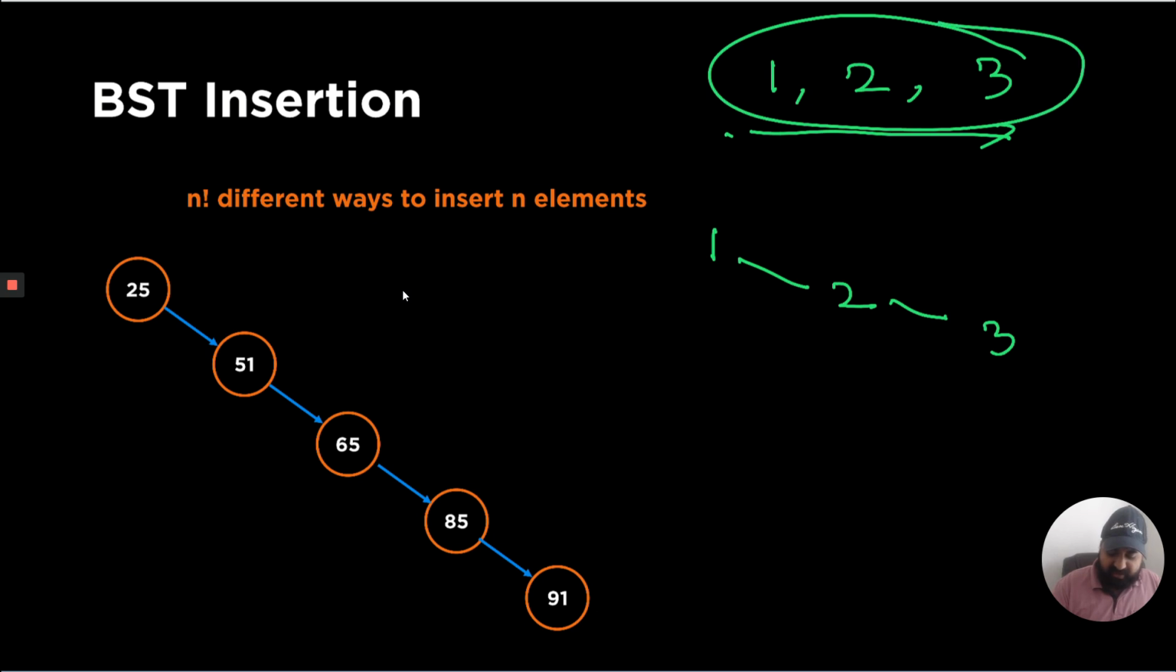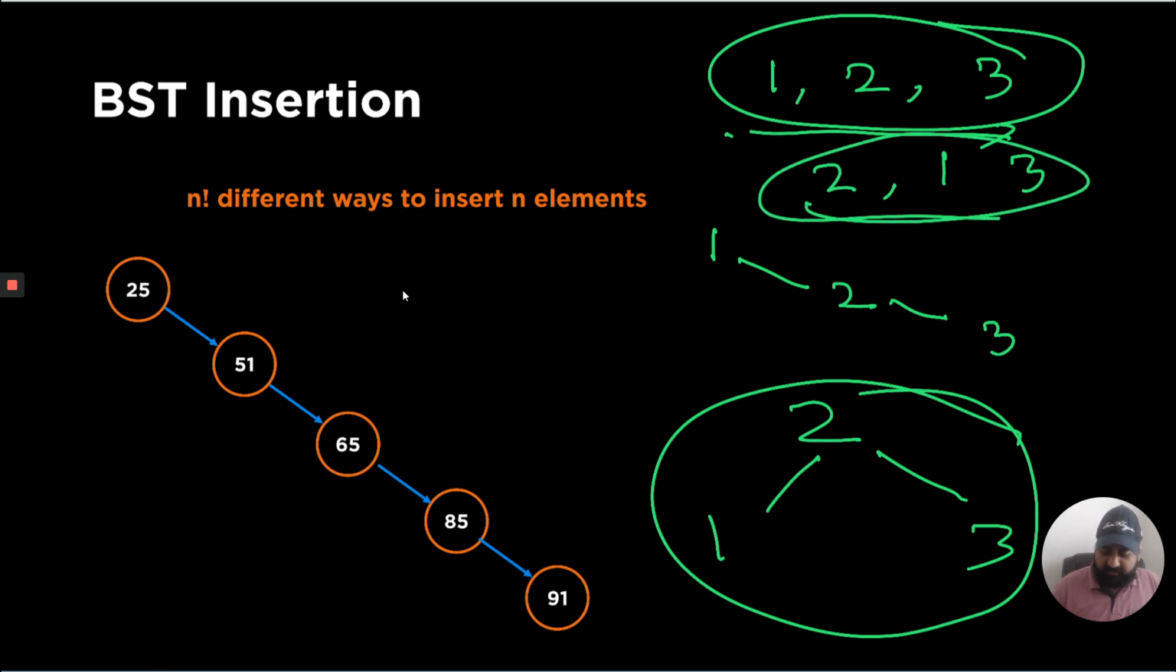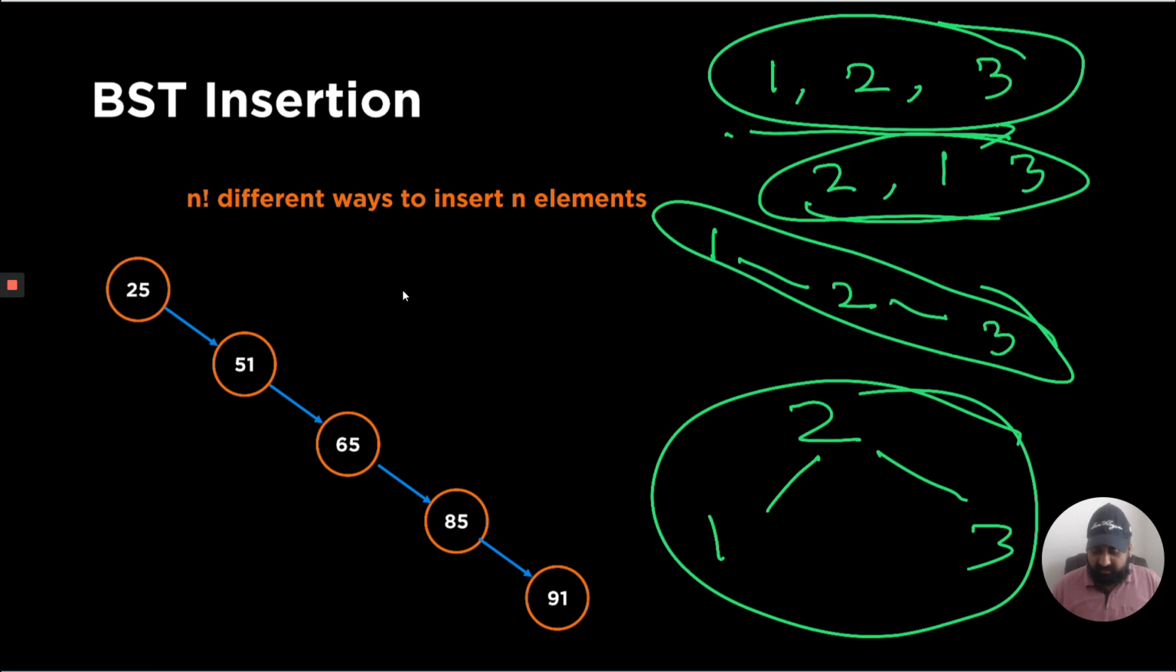But let's say I change the order to something like 2, 1, 3, then our tree would look something like this, which is 2 is the root, 1 will be on the left, and 3 will be on the right. So our tree is more bushy if we have the order like this, while it's more spindly if our order is something like this.